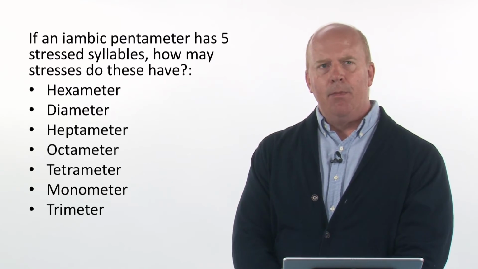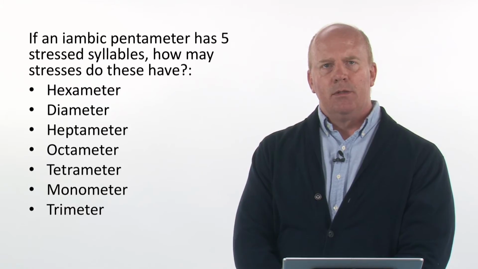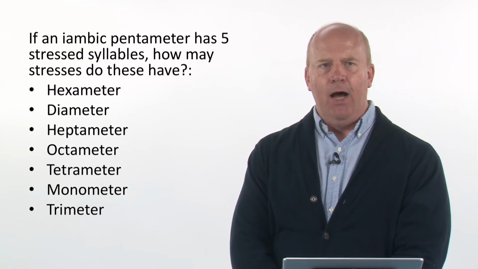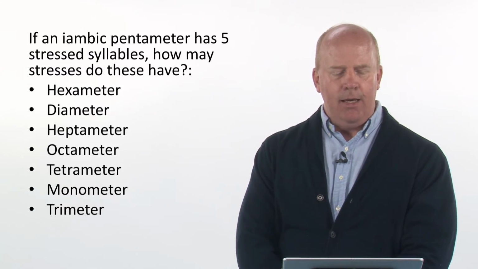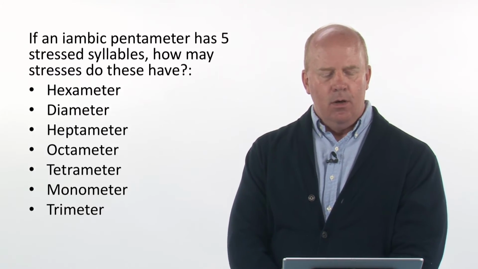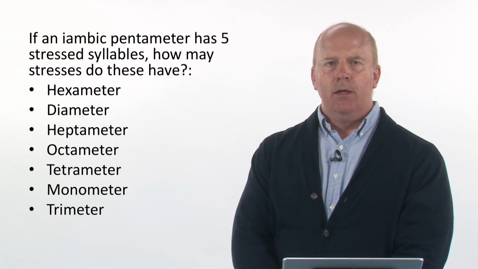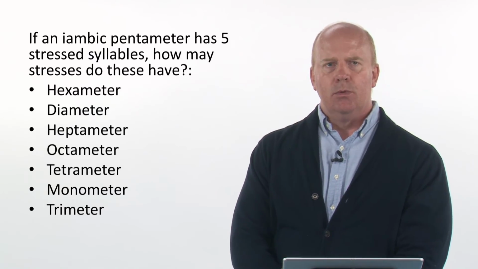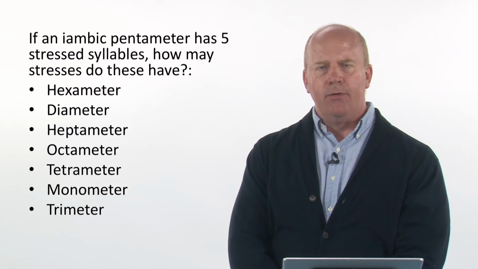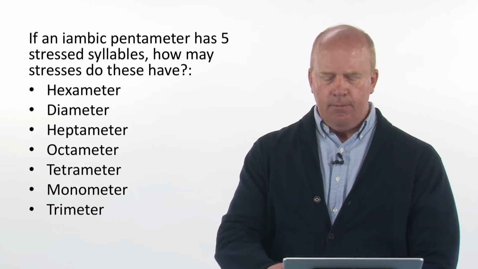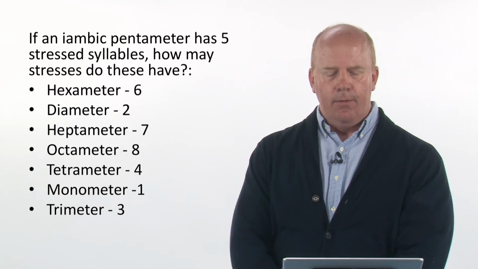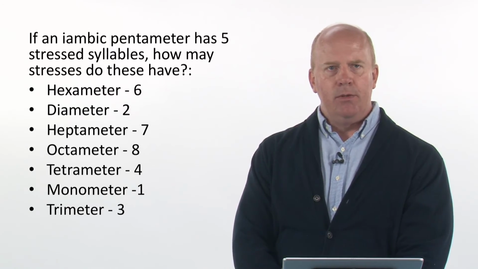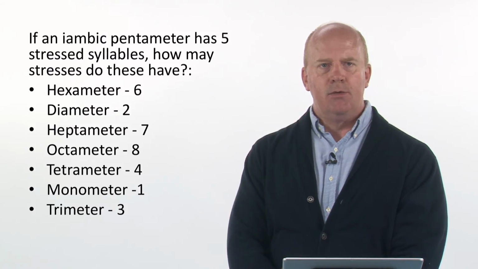So if an iambic pentameter has 5 stressed syllables, how many stresses do you think these have? Penta, 5. So we've got hexa, dia, hepta, octa, tetra, mono, tri. You may recognize some of these. You may want to run through these and practice them so you know what they would mean. Here we are. So hexa would be 6, dia would be 2, hepta 7, etc.